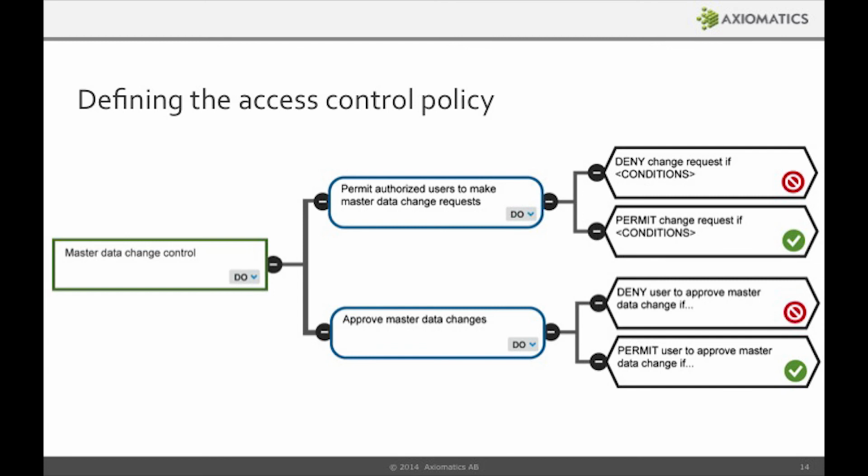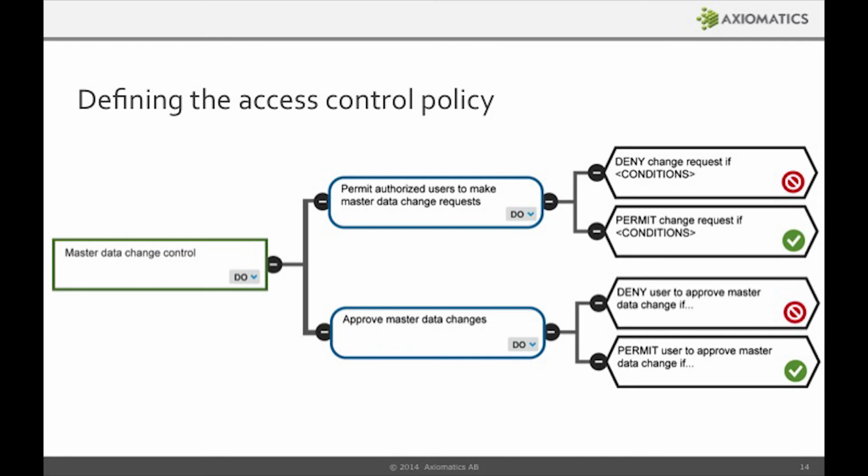So then, if we think in these terms of authorizing every step, we could start looking at it this way. Here we have a master data change control policy, for instance. And the two use cases we talked about would be to permit users to make a master data change request. That would be the first sub-policy in here. And the other one would be to approve master data changes.